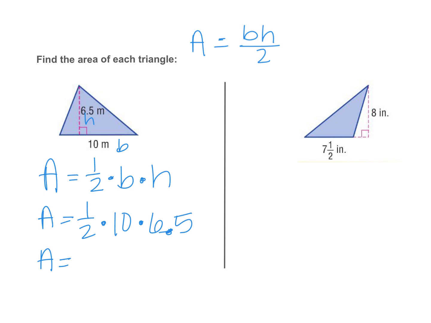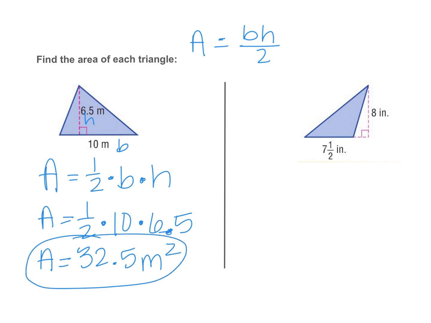I know that 1/2 times 10 is 5. Half of 10 is 5. So I'm going to do 5 times 6.5, and I get 32.5, and remember we have to label it, so it'd be meters, and it's still area, so it'd be meters squared. 32.5 meters squared.